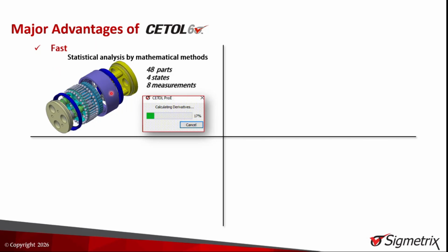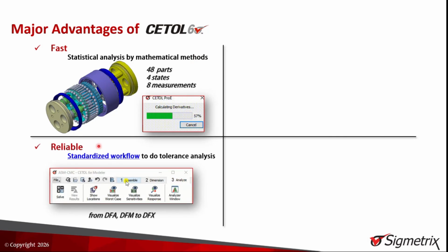What you can see in this picture is a total of 48 parts. For the fourth state, it means what kind of assembly mode or different scenario you would like to do. And measurement means, let's say I want to measure the gap here, the gap here, and how many measurements. So actually I would say it takes less than 1 minute.